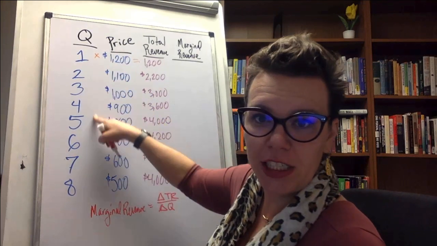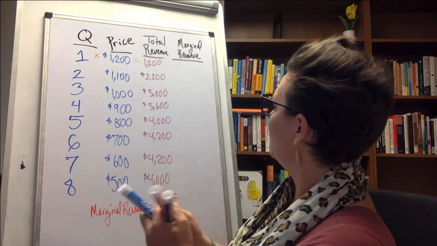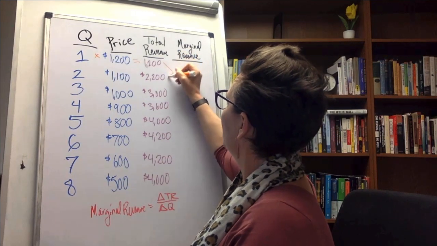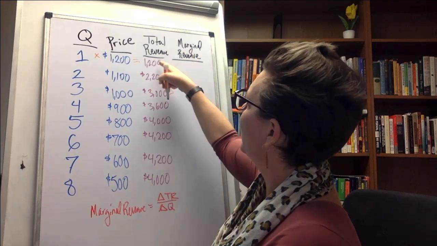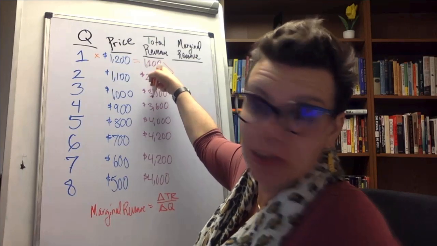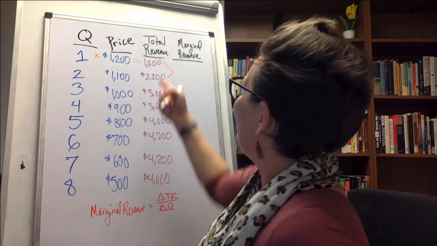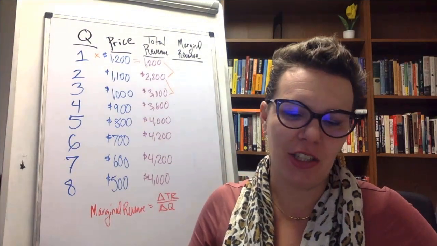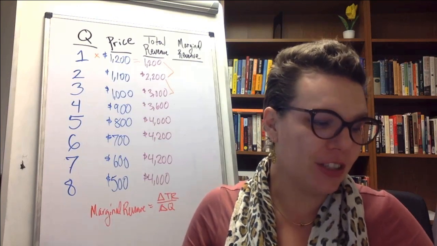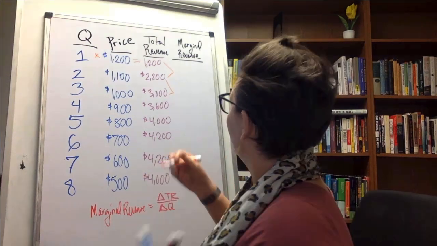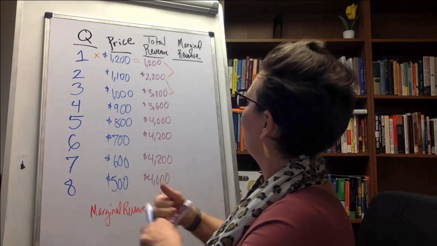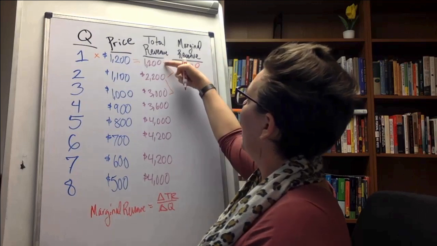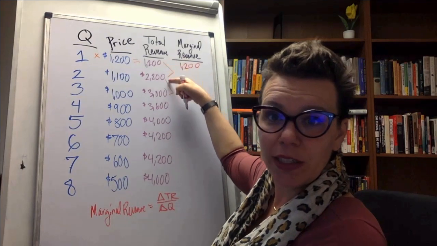Since quantity is just changing by 1, all we have to do is look at how much total revenue changes at each level. So we go from selling 0, so it doesn't matter what the price is, it would have been 0, to $1,200. So our change in total revenue is going to change first from 0 to $1,200, giving us a marginal revenue of $1,200. Now we go from $1,200 to $2,200.